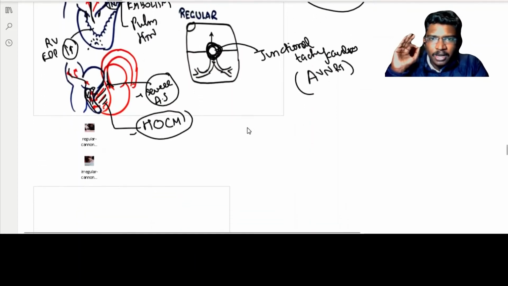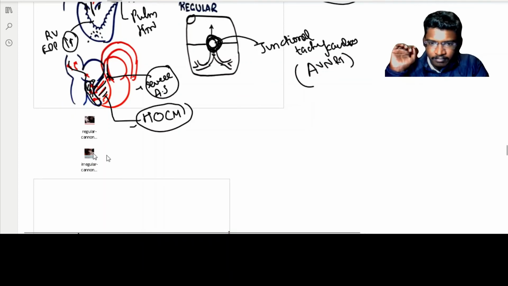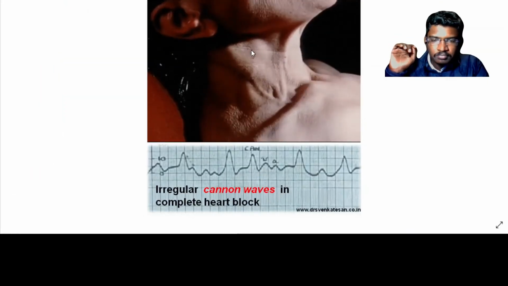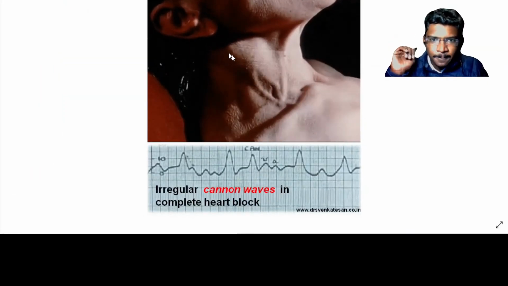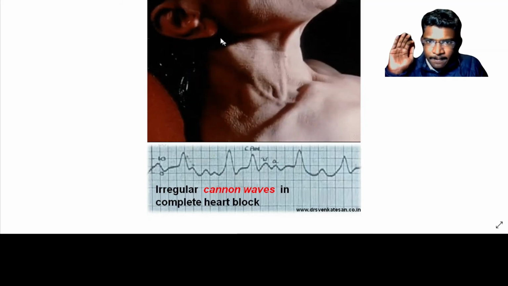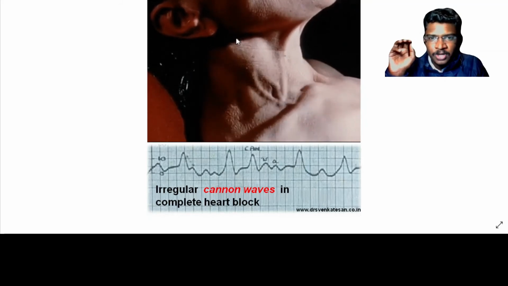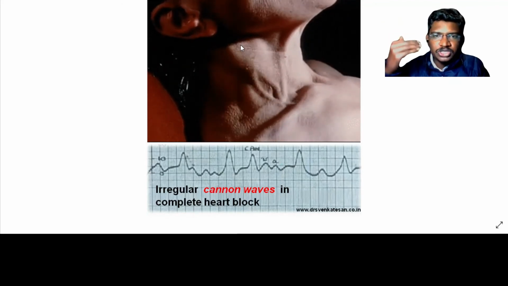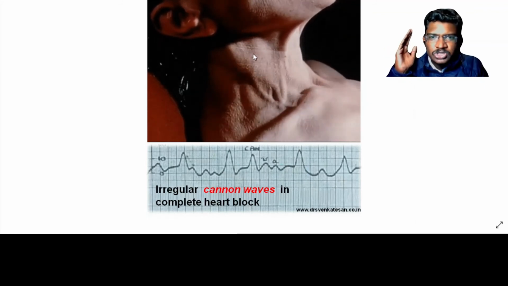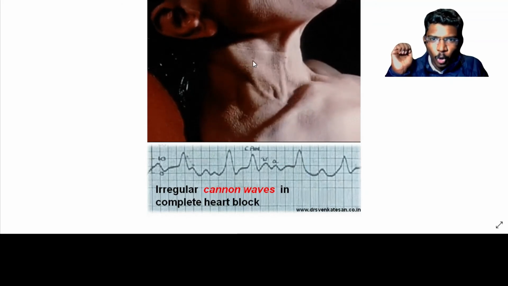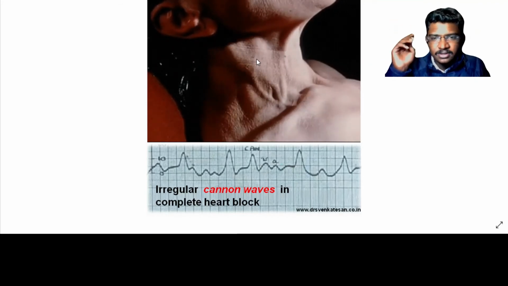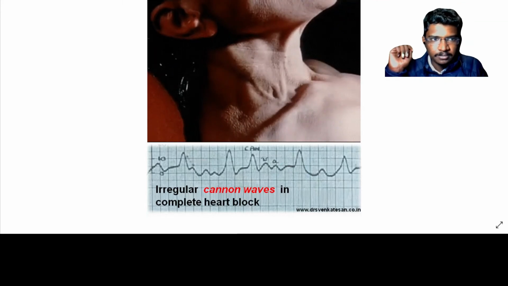So let's see an example of how these waves appear. Yes, just notice the neck of this patient. See, this is the sternocleidomastoid. See, this part is where the jugular vein becomes visible. Then that part explodes at each beat. So this is the cannon A wave, and can you see the regularity there? No, it is produced at irregular intervals. So if it is irregular cannon A waves, then it is complete heart block. Okay.